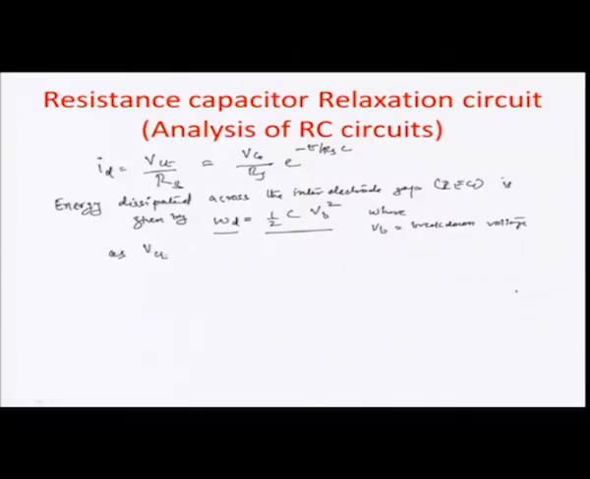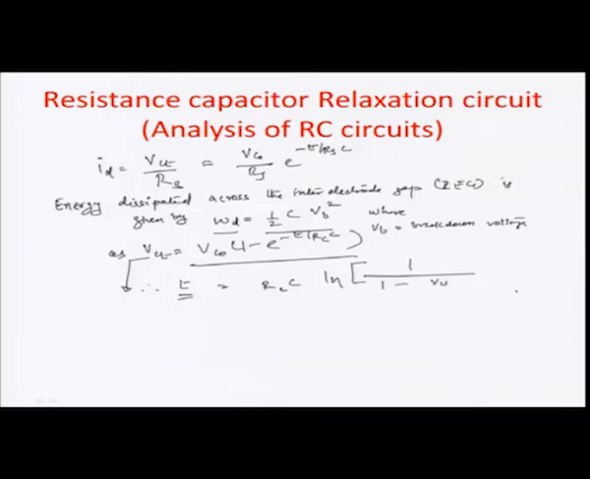as VC(t) is equal to VC0 times 1 minus e to the power of minus t by RcC. Remember the charging part of the circuit where this equation had come. Therefore, from this particular equation the time t can be computed as RcC natural log of 1 minus VC(t) by V0.